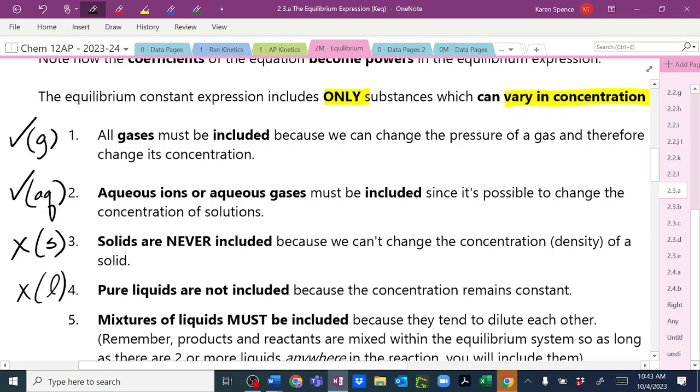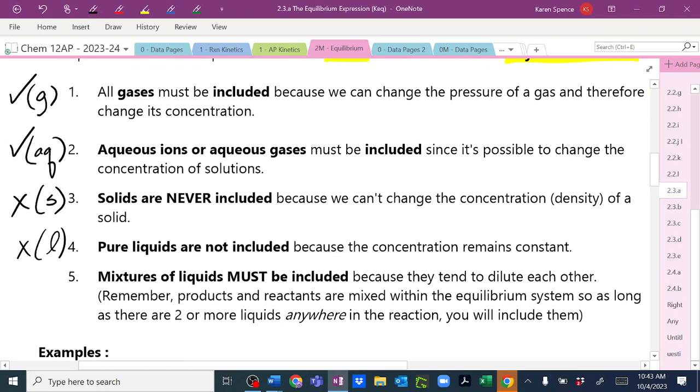No. Now, this last one shows up so infrequently that I hate telling you about it because people get all wound up about it. Oh, what if it's a mixture of two liquids? You're never going to get that. Do we understand? Yes. I'm telling you about it because it does exist, but it is a super rare thing unless you're dealing with organic chemicals, and you will not be doing that this year.